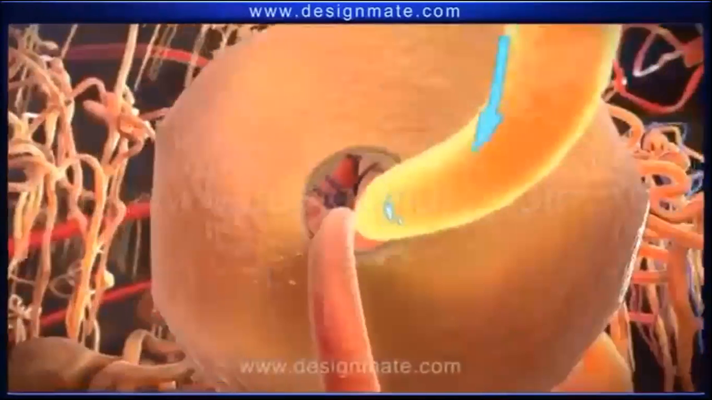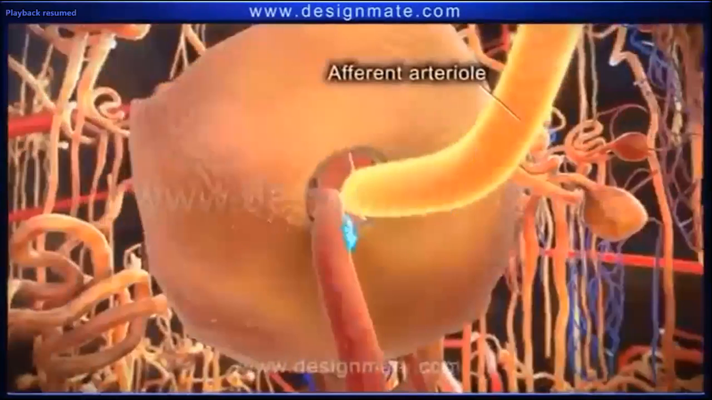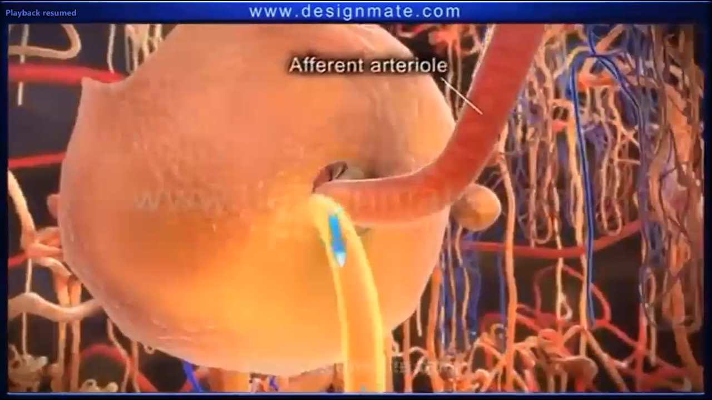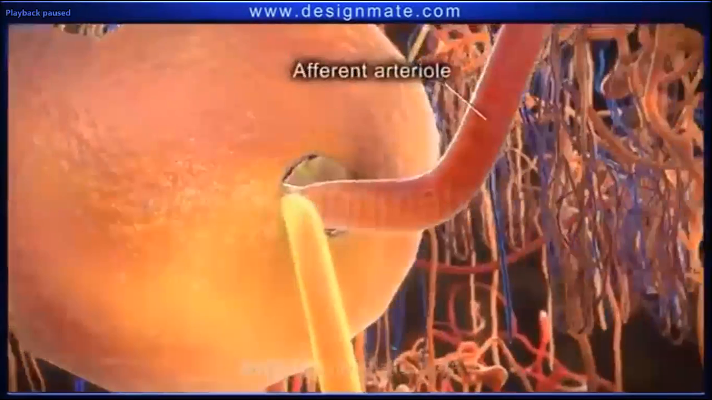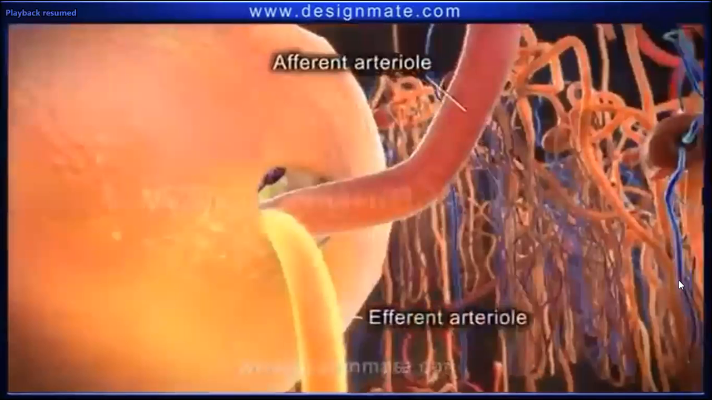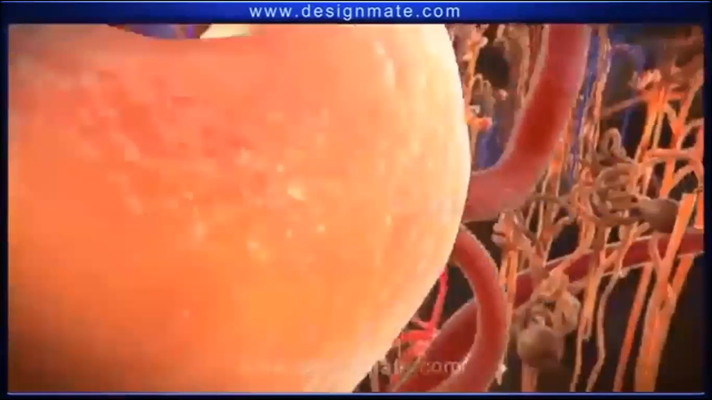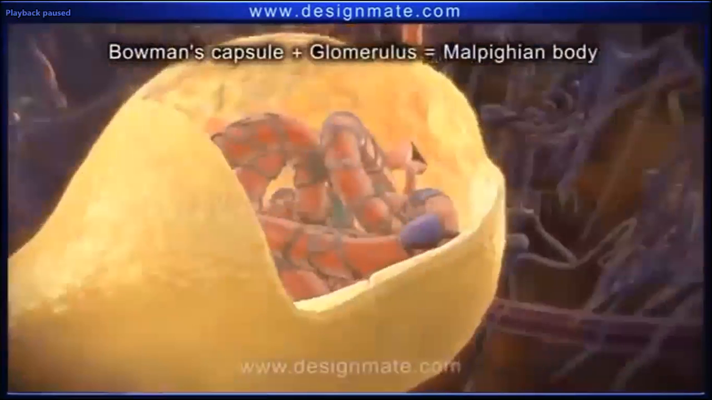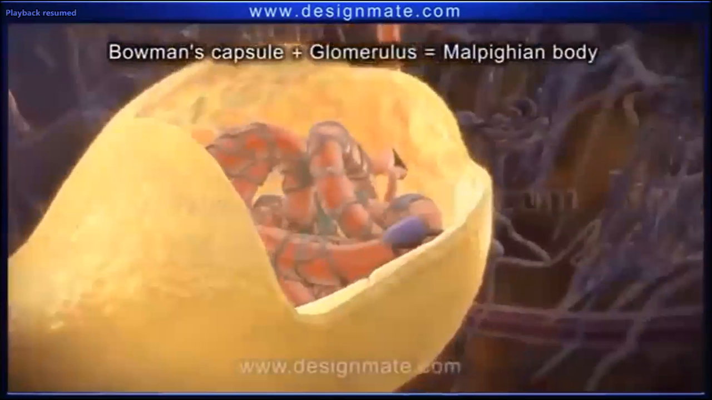The glomerulus contains two types of blood vessels, the afferent arteriole and the efferent arteriole. The afferent arteriole has a thick diameter, and the efferent arteriole is a small, thin blood vessel. It maintains the pressure existing in the Bowman's capsule. So the Bowman's capsule and glomerulus together form the Malpighian body.